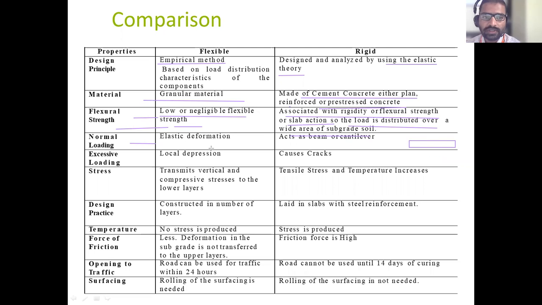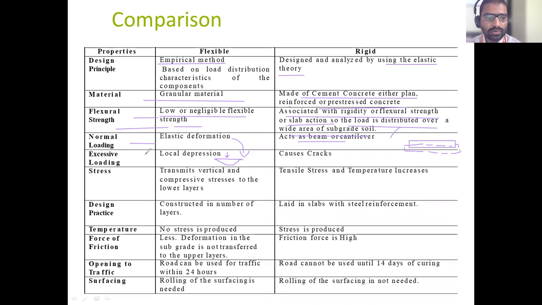In the case of a flexible pavement, if you are putting the loads, if this is the initial road and your load is here, it may go under like this, flexible. This is elastic bend deformation. Here, how it will bend: the entire slab will go into deflection, so it is called cantilever action, or it is also called beam action.